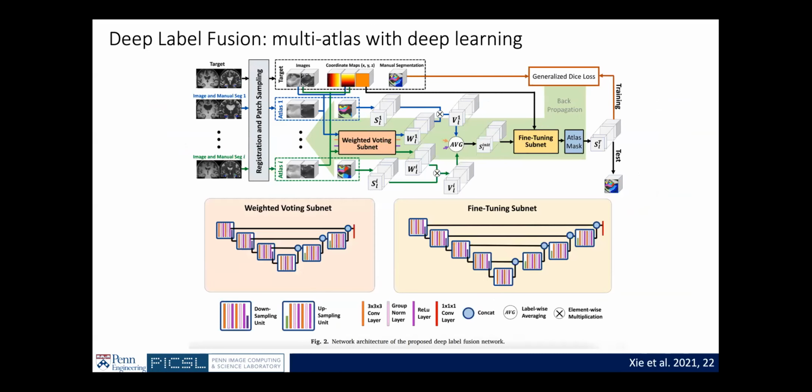And just to mention a paper from the lab, deep label fusion, I encourage you to look at this paper. So what you did in your assignment 2 and 1, I think, where you have multi-atlas segmentation using non-deep learning methods, you can extend the same idea of multi-atlas segmentation to using deep learning.